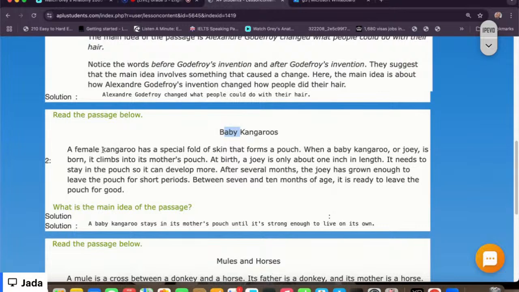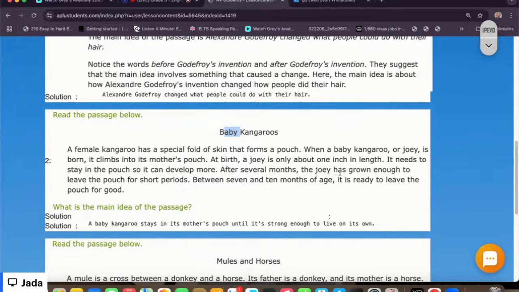So we have a female kangaroo has a special fold of skin that forms a pouch. When a baby kangaroo or joey is born, it climbs into its mother's pouch. At birth, a joey is only about 1 inch in length. It needs to stay in the pouch so it can develop more.